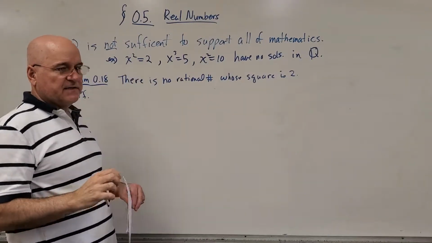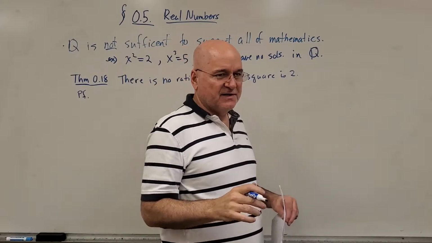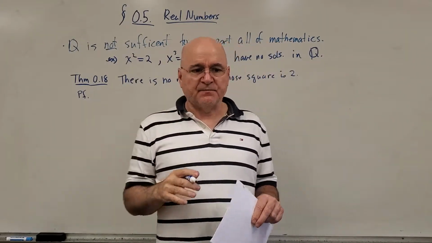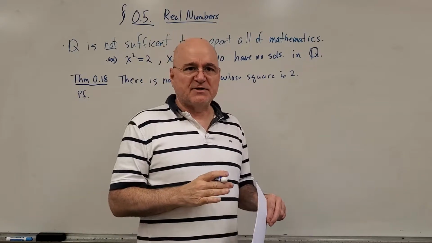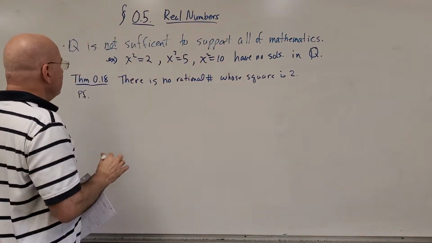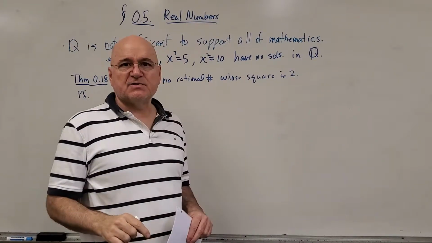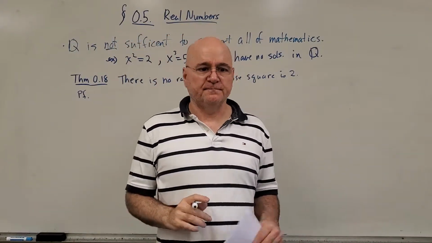Theorem 0.18 is going to describe a very, very specific number that is not rational. There is no rational number whose square is 2, and that's what we're going to prove.